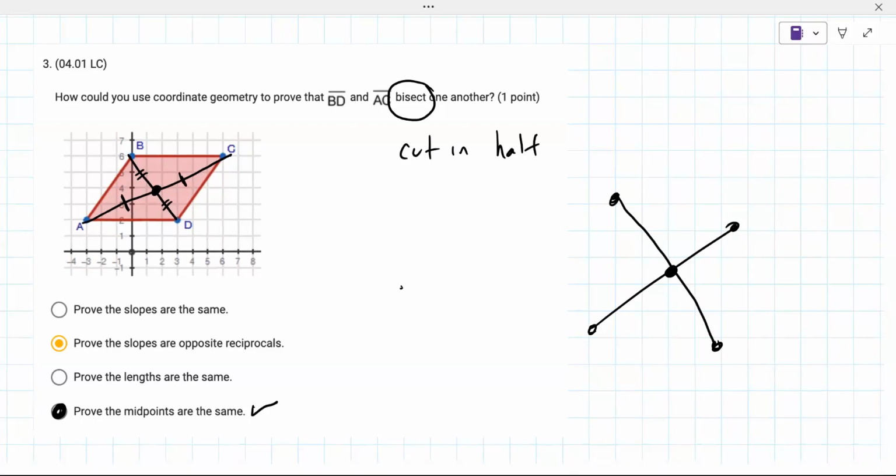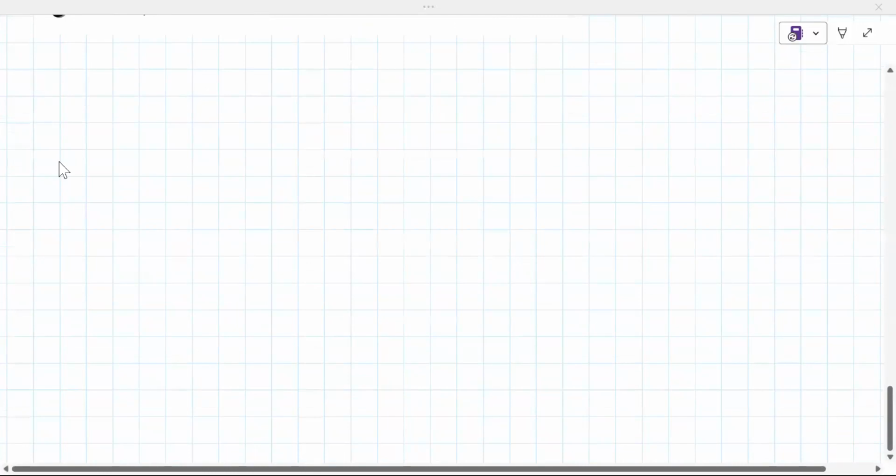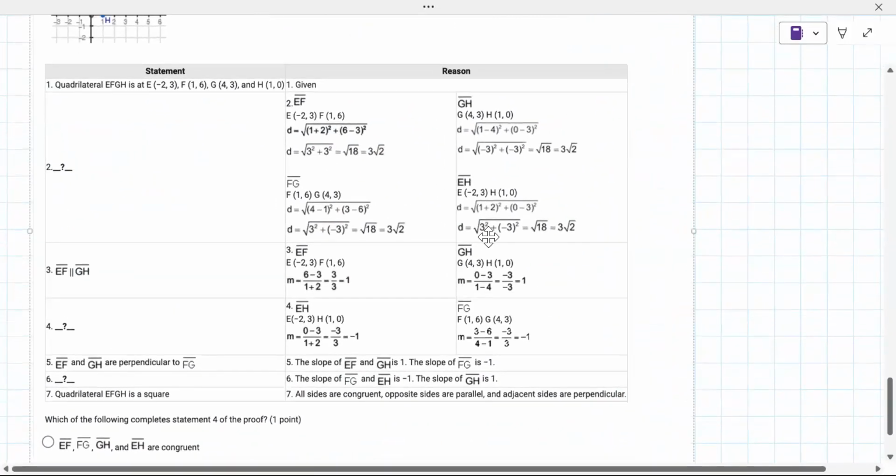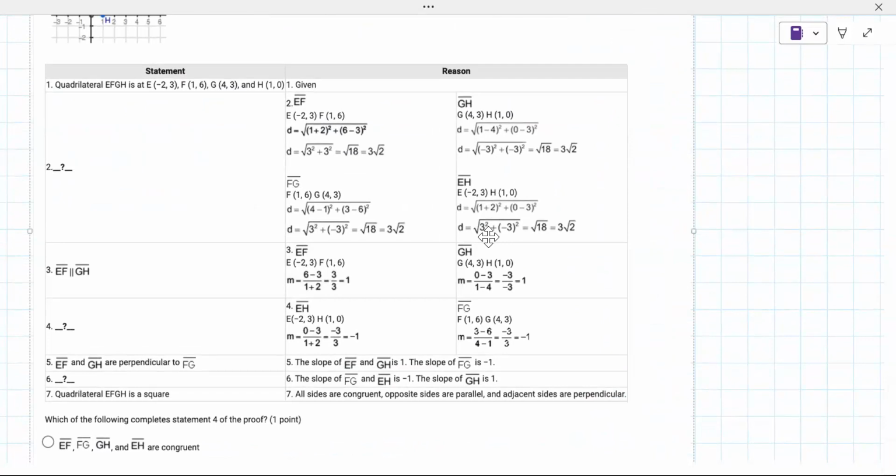So this is number 4 now, which, there you go. This one. Oh boy, it looks like a proof for something. Oh, here we go. All right. Wow. Okay. Quadrilateral is at E, F, G, and H.